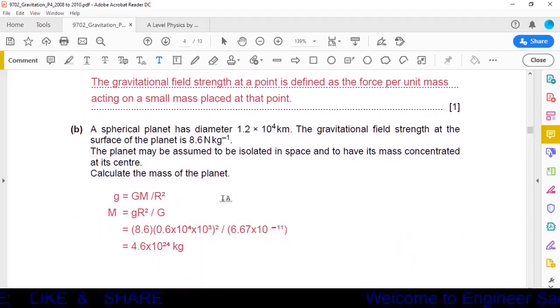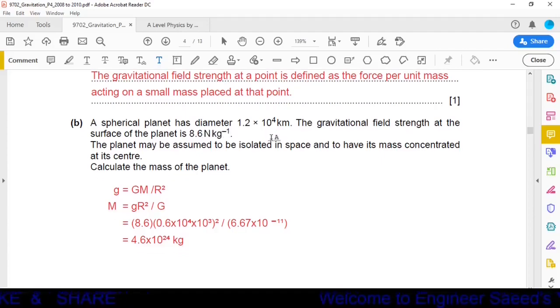Okay, next part B. A spherical planet has diameter 1.2 × 10^4 kilometers. The gravitational field strength at the surface of the planet is 8.6 newton per kg. The planet may be assumed to be isolated in space and to have its mass concentrated at its center. Calculate the mass of the planet.